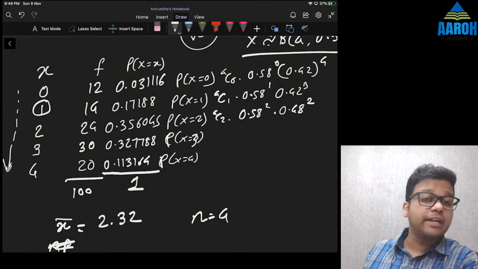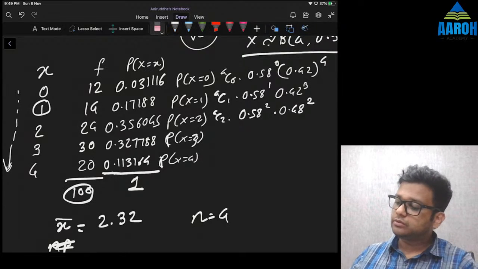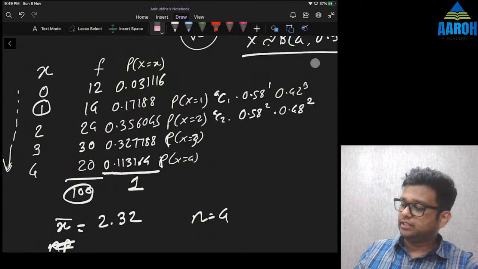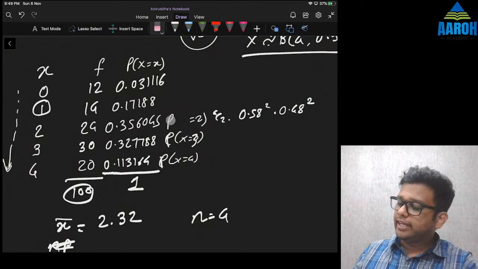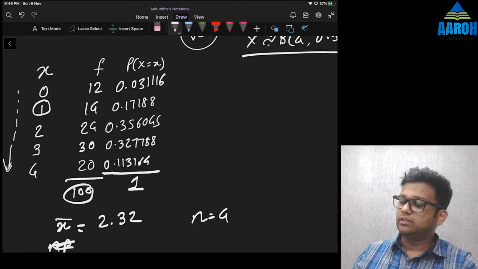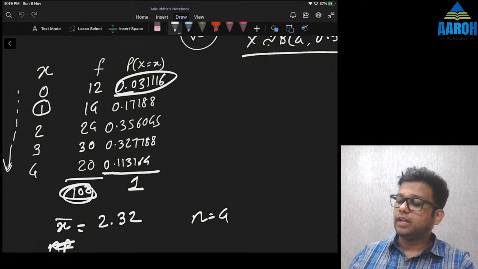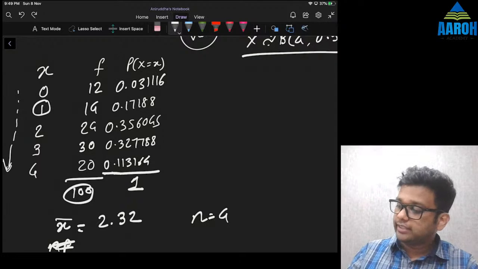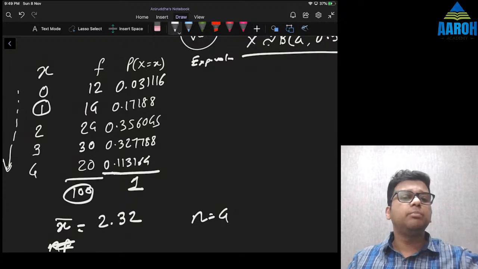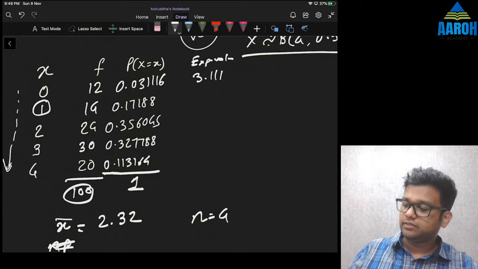Then we have to find the expected frequency. That is, see, the actual frequency of this data is 100, right? So if we try to fit the binomial distribution to this, then the probability that x is equal to 0 we are getting as 0.031116. So the probability is this much and total values are 100. That means the expected frequency will be total value into probability, 100 into 0.031116, that is 3.1116.